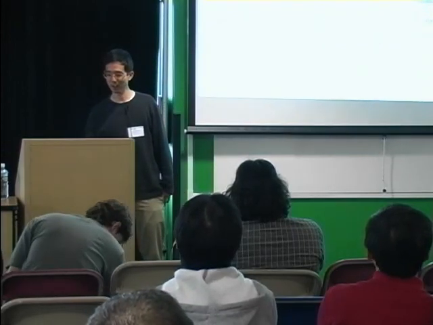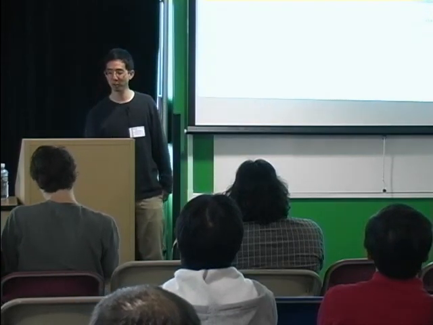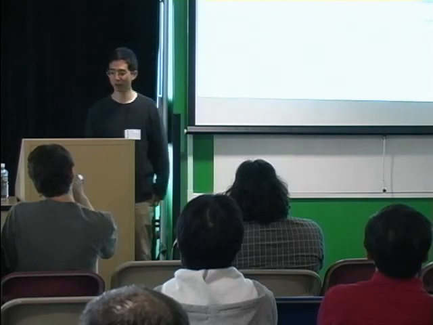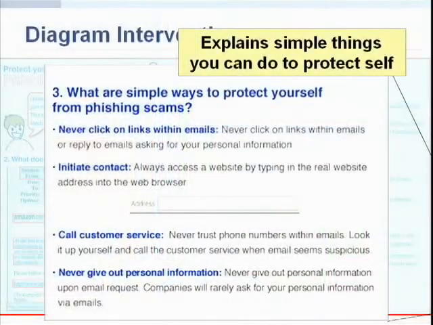The last part, at the bottom right side, explains some simple, actionable things that you could do to protect yourself. For example, never click on links within emails. You should initiate contact first by accessing the website by typing in the URL, call customer service, and never give out personal information. One that was controversial within our own group was call customer service. Do we really want to flood them with all these calls? Our rationale is yes, because the banks aren't doing anything about it. They don't really have an incentive to do this.